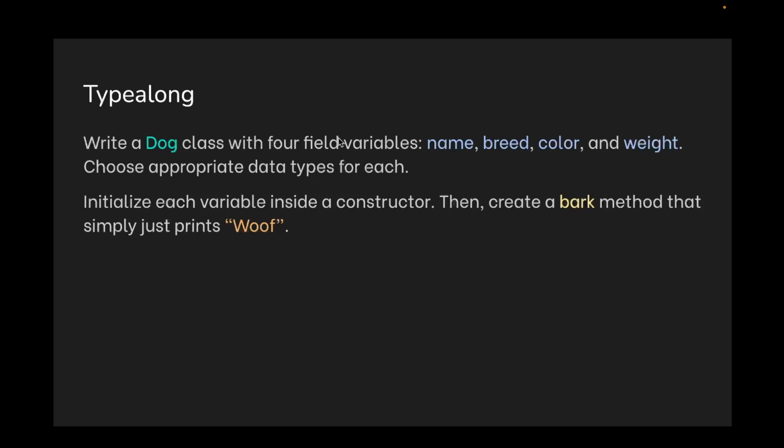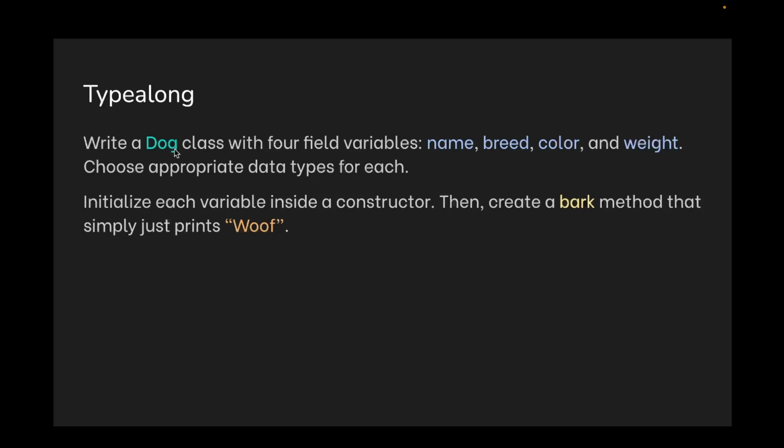Alright, so let's do the type along. Actually, I'll let you guys do this first so that you can first try this on your own and actually know how it works. Get some practice with classes, objects, and methods before we get the answer. So first open your editor and then create a program called dog.java, because the class name will be dog, and then follow the instructions here.